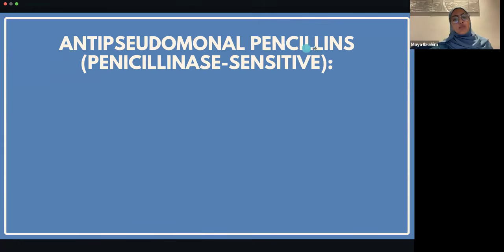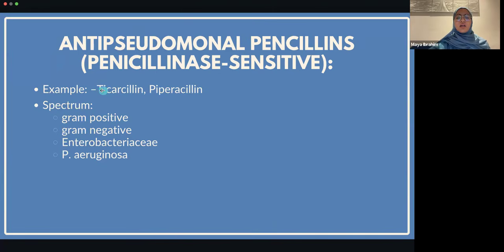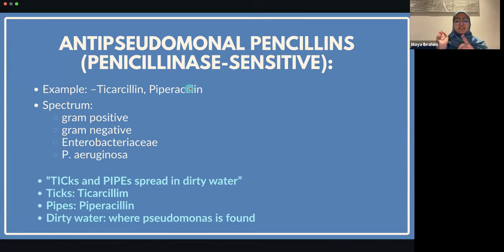Now, anti-pseudomonal penicillins, which are penicillinase sensitive, are ticarcillin and piperacillin. They're anti-pseudomonal, which means they're against Pseudomonas. Now, how I remember ticarcillin and piperacillin is that ticks and pipes spread in dirty water. Ticks is for ticarcillin and piperacillin is pipes.